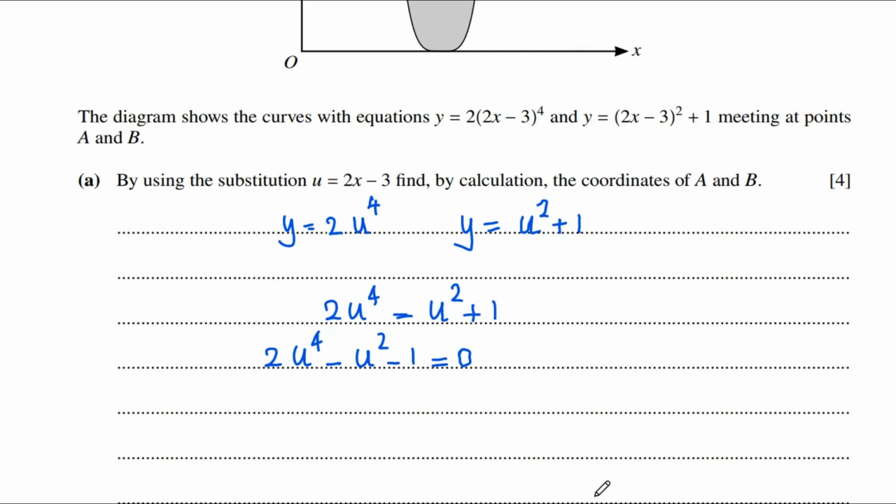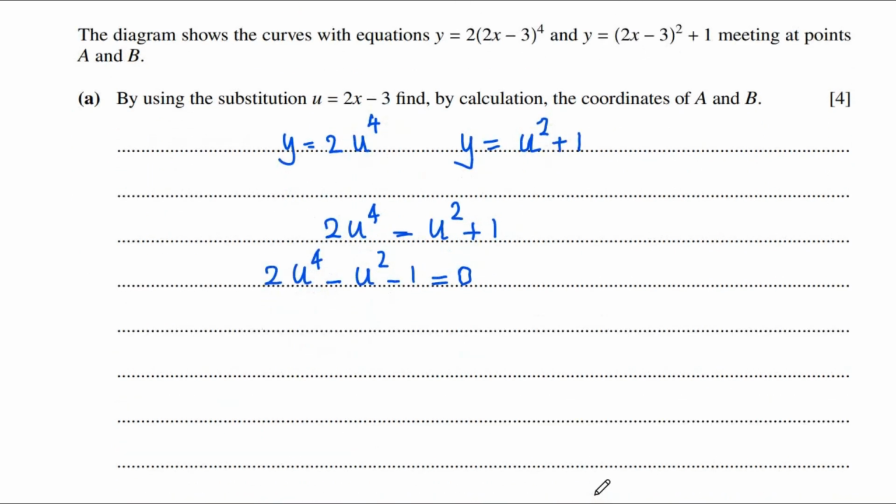Let's solve this equation. For that, let's take a equal to u squared. So we get 2a squared minus a minus 1 equals 0. Now we need to factorize this one. So how to factorize this one?